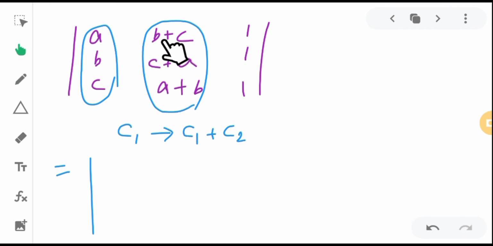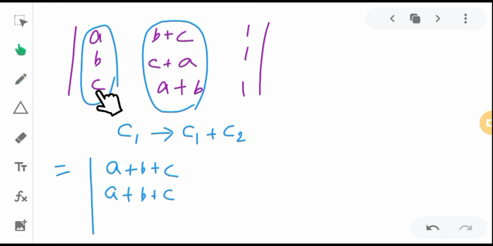So I can write that C1 elements will get added with C2 elements. So A will get added with the corresponding element: A will get added to B plus C. So it will be A plus B plus C, and then the second element B will get added with C plus A. So it will be B plus C plus A, which is ultimately A plus B plus C. So I will write in sequence only A plus B plus C.